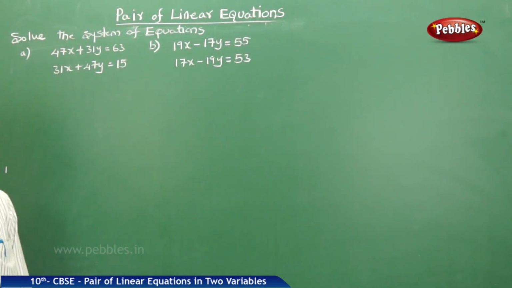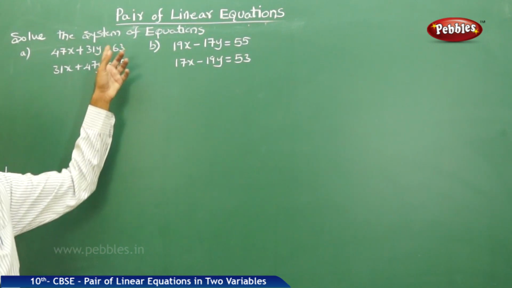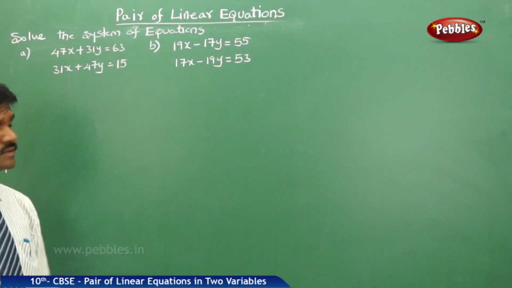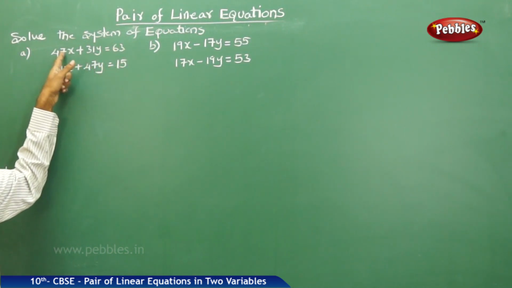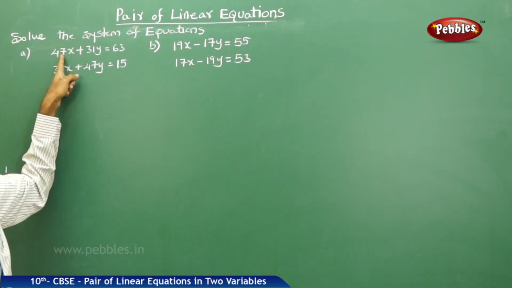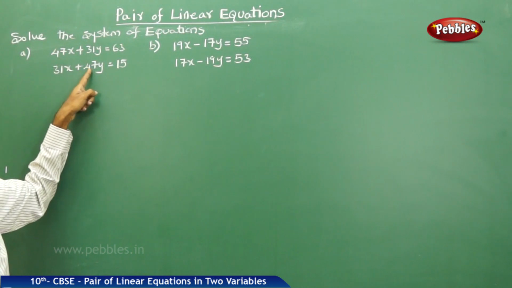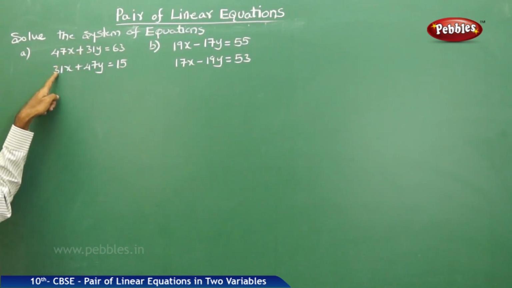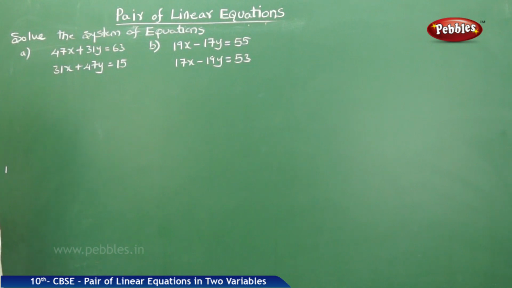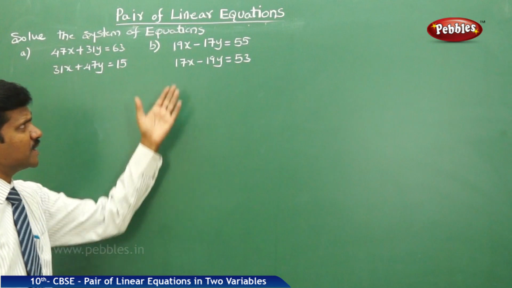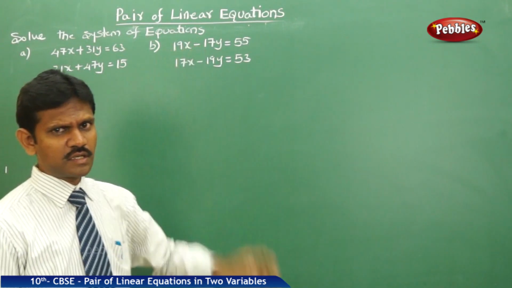Solve the system of equations. If you observe these two linear equations, we can observe one thing, that is coefficients of x and y are interchanged. The coefficient of x is 47 in the first one, and in the second one the coefficient of y is 47. And the coefficient of y in the first one is 31, and the coefficient of x in the second one is 31. That is, coefficients are interchanged.